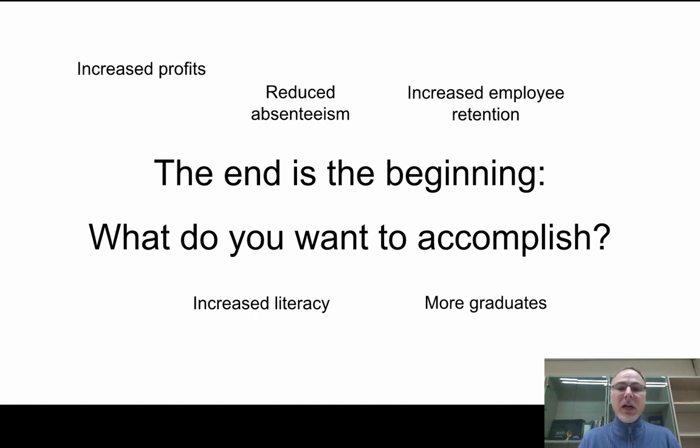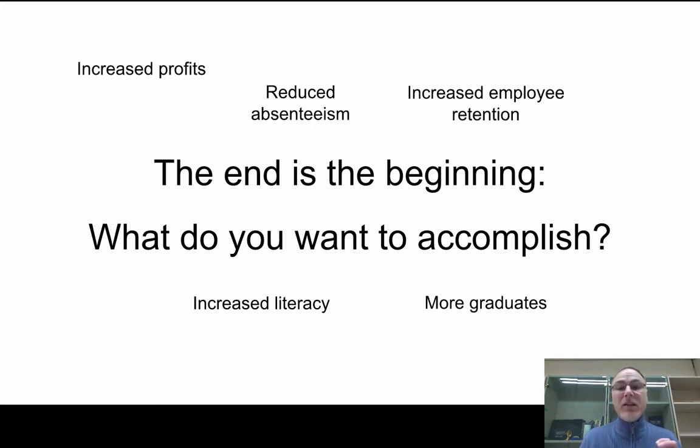So we start by looking at the end. The end is the beginning, and the question to ask is, what do you want to accomplish? In an organizational setting, it can be any number of things. If it's a sales organization, the end might be increased profits. It might be increased employee retention. In an educational setting, it might be higher numbers of graduates. In a manufacturing setting, it might be reducing the number of injuries and lost work time events on the manufacturing floor. It might be increasing safety.